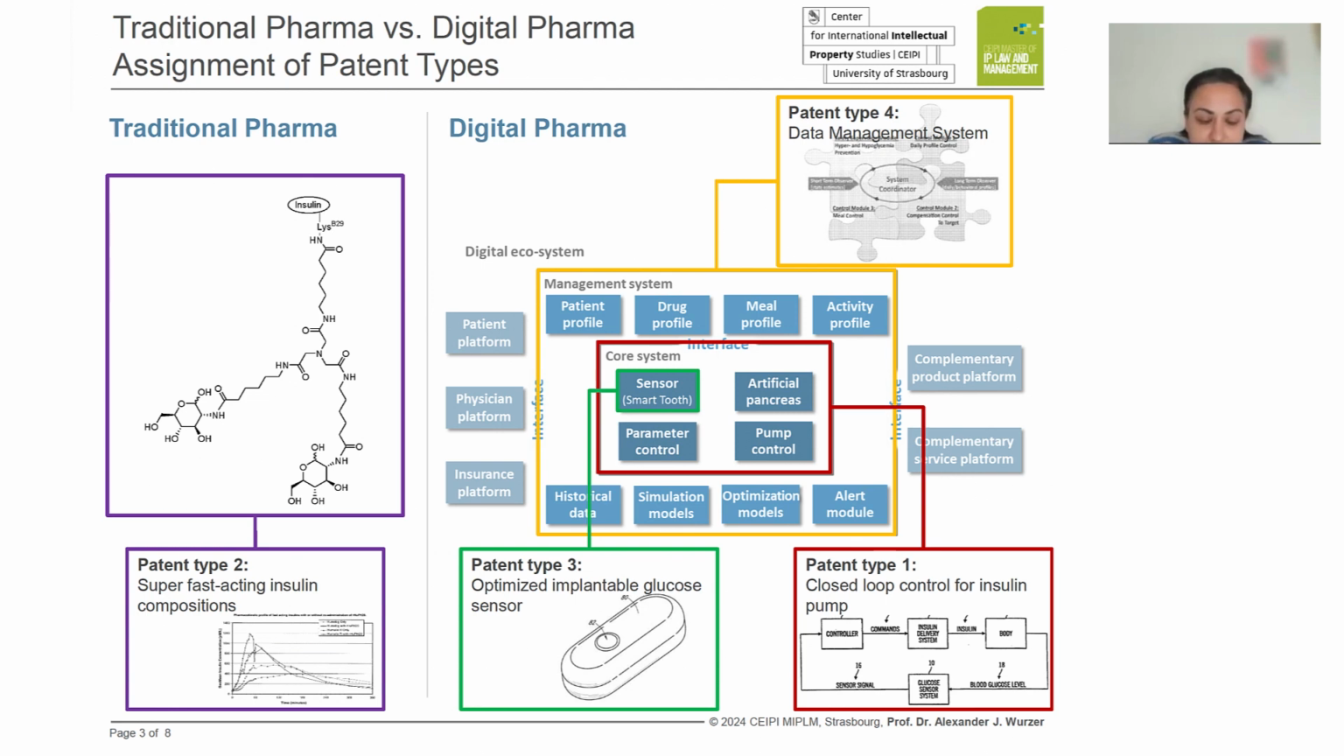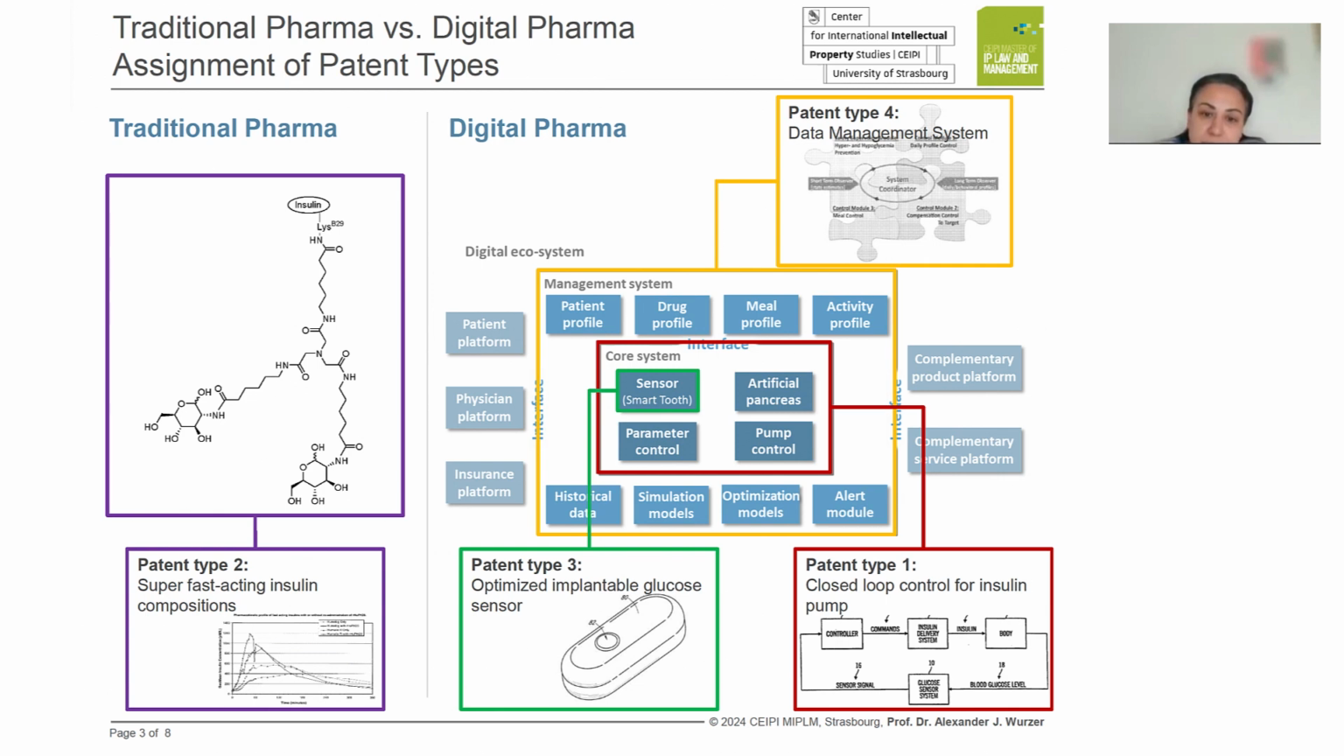When we check the relevancy of the patent types for the traditional pharma and digital pharma, we saw that patent type 2 is a classical example for the traditional pharma because it's about super fast acting insulin compositions. When it goes to digitalization, we can talk about the sensors, control systems, and data management system.